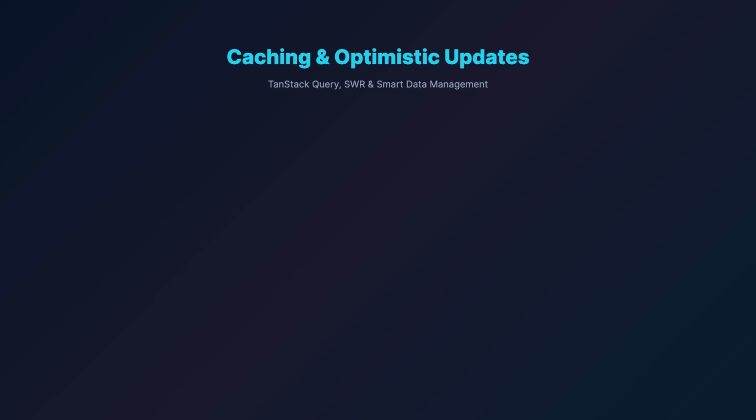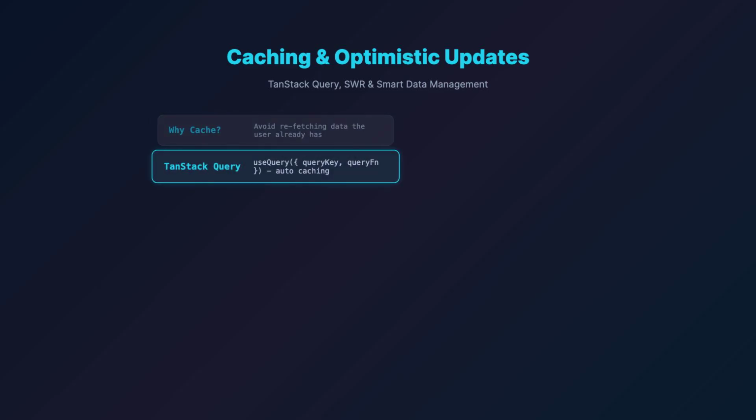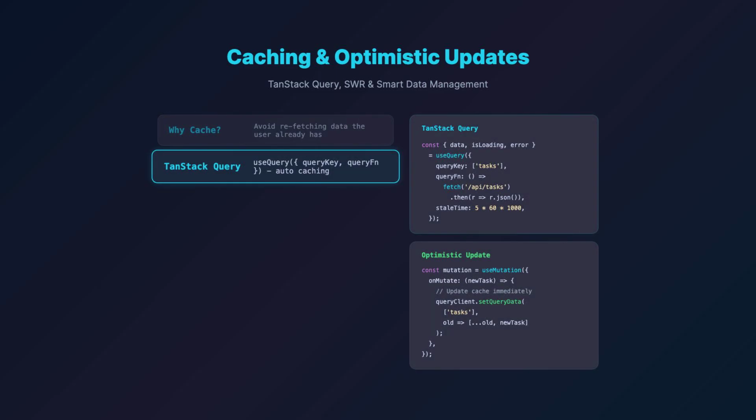The useEffect pattern works, but it has problems. Navigate away and come back. The data is fetched again. Two components need the same data. Two separate fetch calls. Caching libraries solve this. They store fetched data and reuse it.